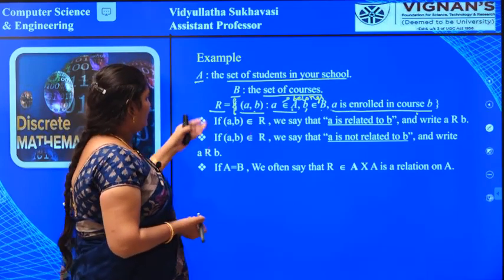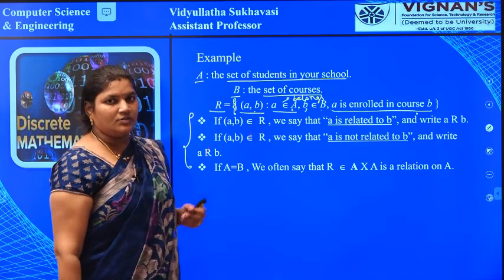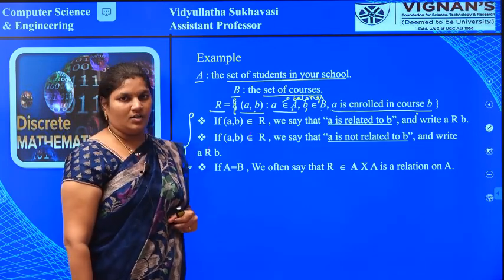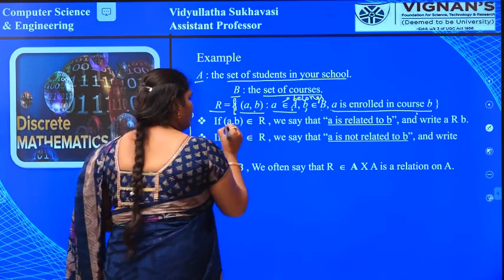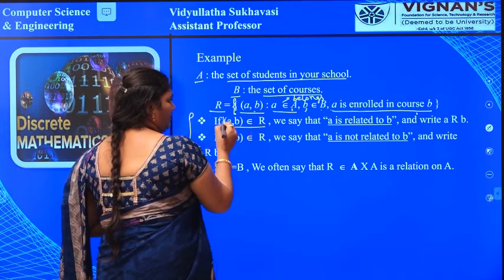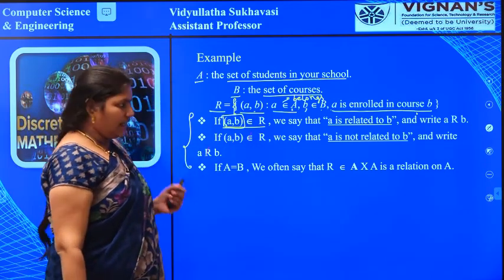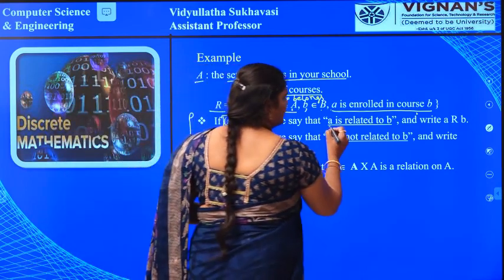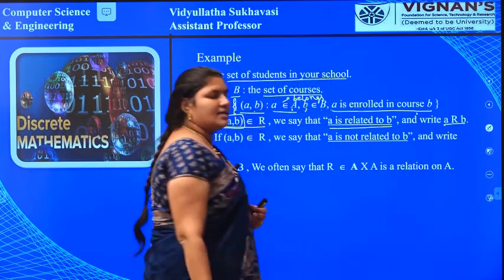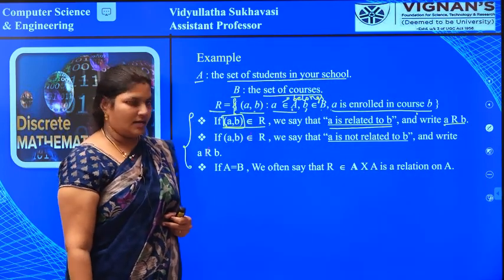Now there are three representations. We can check whether a particular ordered pair exists in the relation or not. This is the first notation. If the ordered pair (a, b) belongs to the relation R, then we can say that a is related to b, and we can write the notation simply as a R b, that is, a and b are in relation R.